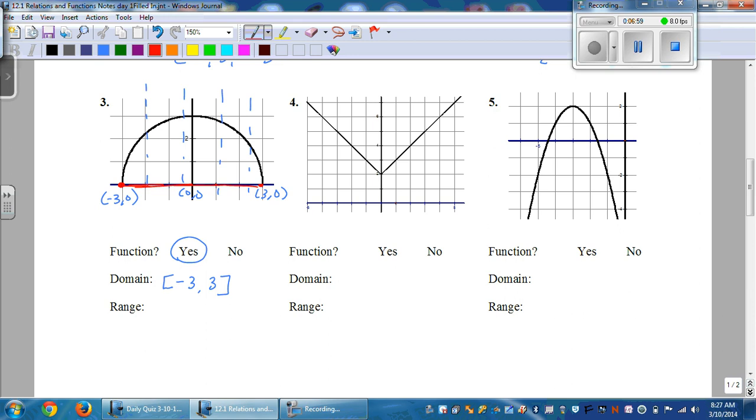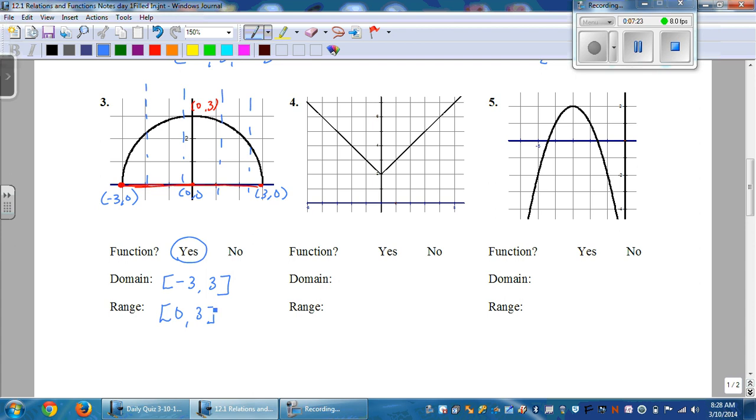The y values now, 0, 0 is the smallest y that we have, but if we go up 1, 2, 3, the y value goes up 3, so that's where that's at that point. So my range starts at 0 and will go up to 3, and we use brackets again for our answers.